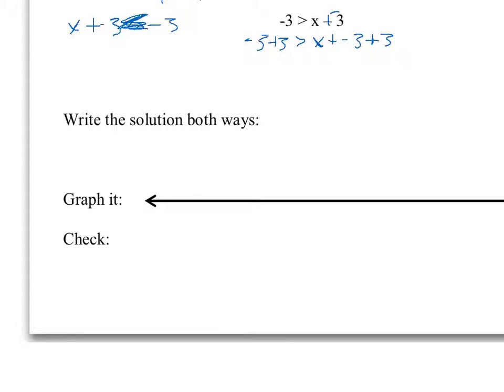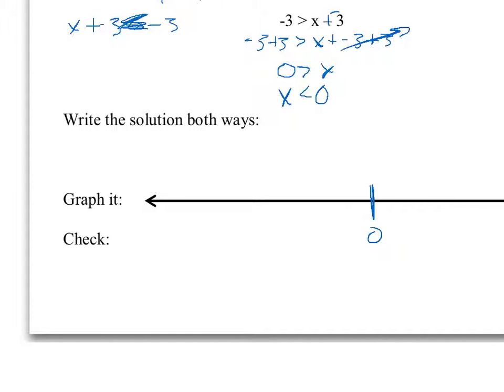So as I continue to solve this, I get x plus 0, that's 0, and I get negative 3 plus 3, which is 0. So I get this inequality, 0 is greater than x. So getting back to Judea's question that she had earlier, if I want to graph this, a lot of us are more comfortable turning this around. We can write it both ways. We can write it as x is less than 0. That makes more sense for a lot of us when we're getting ready to graph it.